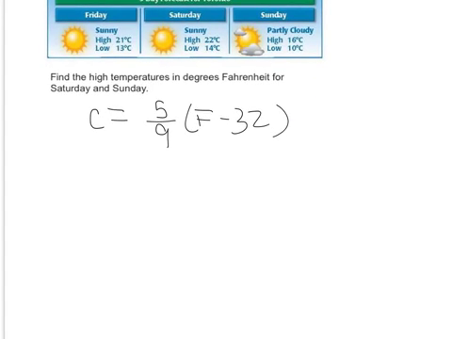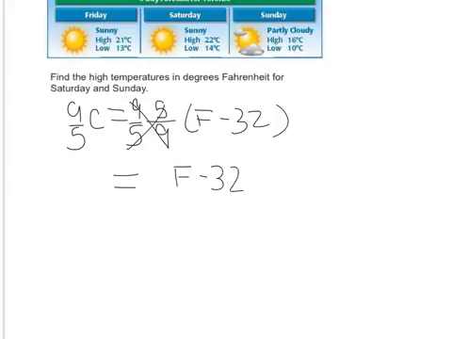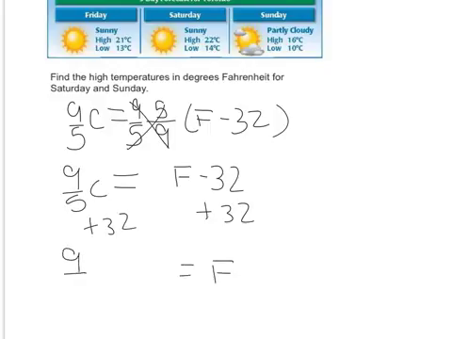So first thing I got to do, get rid of the 5/9 by multiplying by 9/5. So that cancels out. On this side I have F minus 32. Since we got rid of the multiplication, you can get rid of the parentheses. 9/5 C, add the 32. So you get F equals 9 over 5 C plus 32.